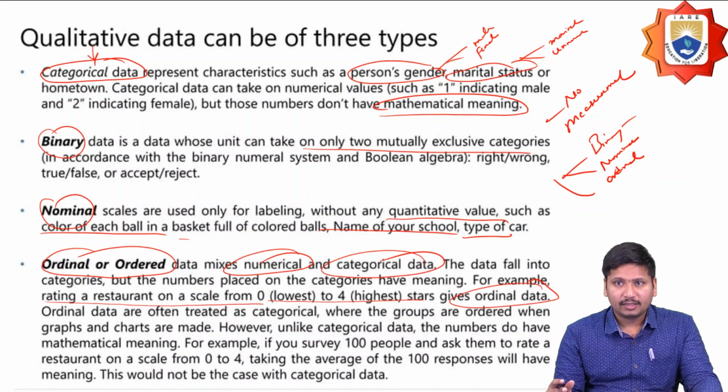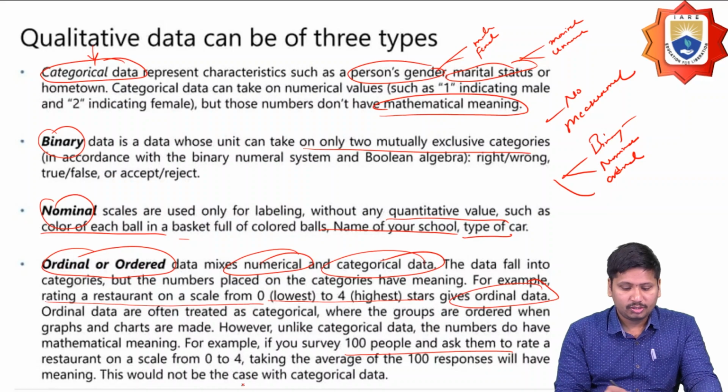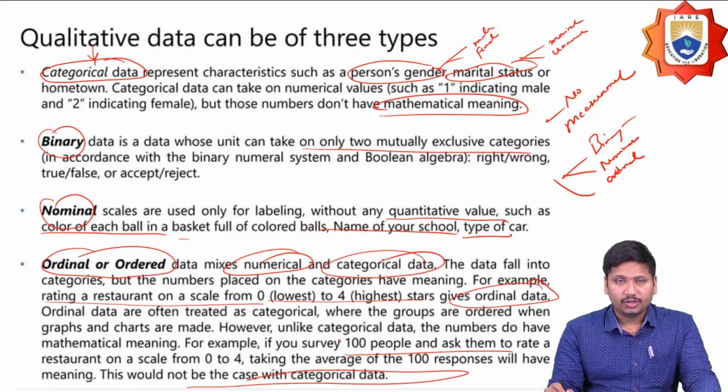However, unlike purely categorical data, the numbers here do have mathematical meaning. Suppose you survey 100 people and ask them to rate the restaurant on a scale of 0 to 4. Then I can consider the average of the 100 responses with meaning.